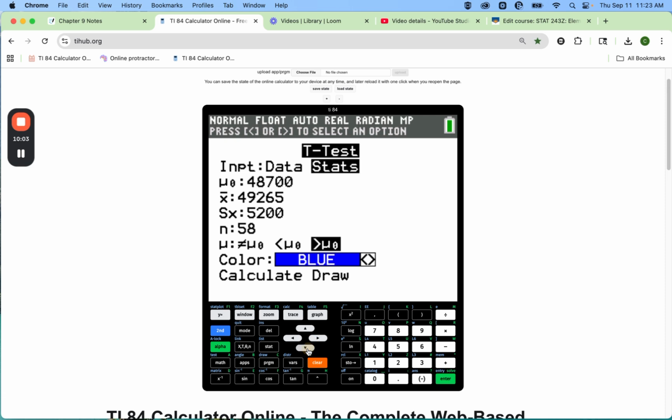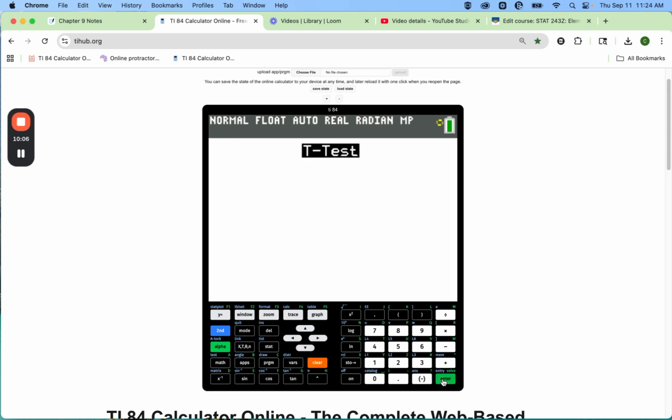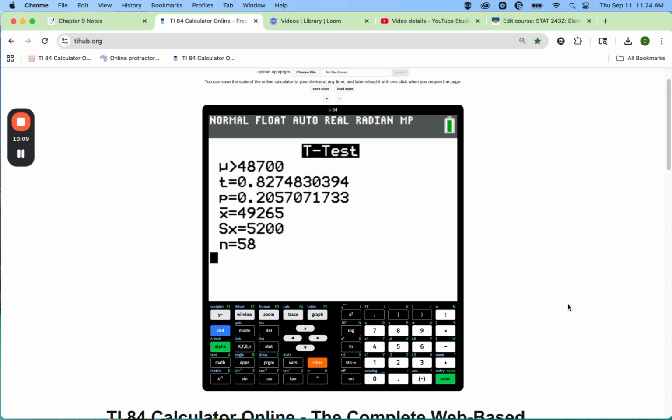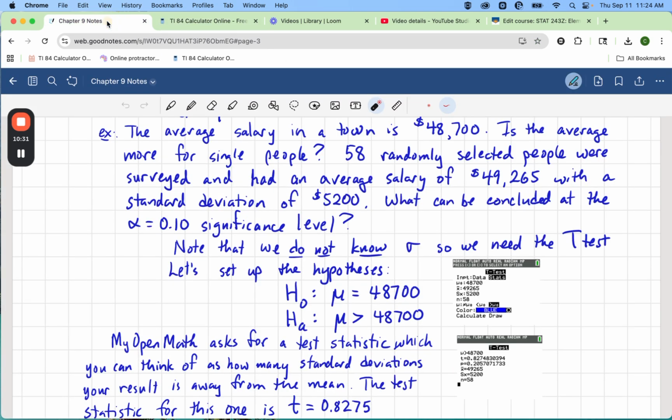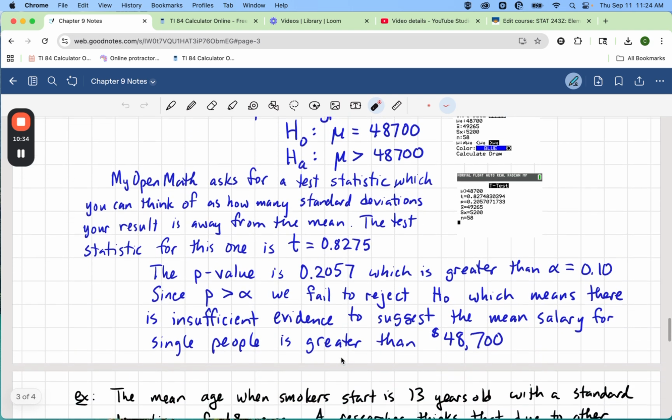Enter. Then I go down to calculate, and it gives me the test statistic 0.8275 and the p-value is 0.2057. So that's the number, right? The 0.2057, that's the number you are going to compare to the confidence level to see if you're going to reject or fail to reject the null. All right, 0.2057 is definitely greater than 0.1, so we're going to fail to reject H0.